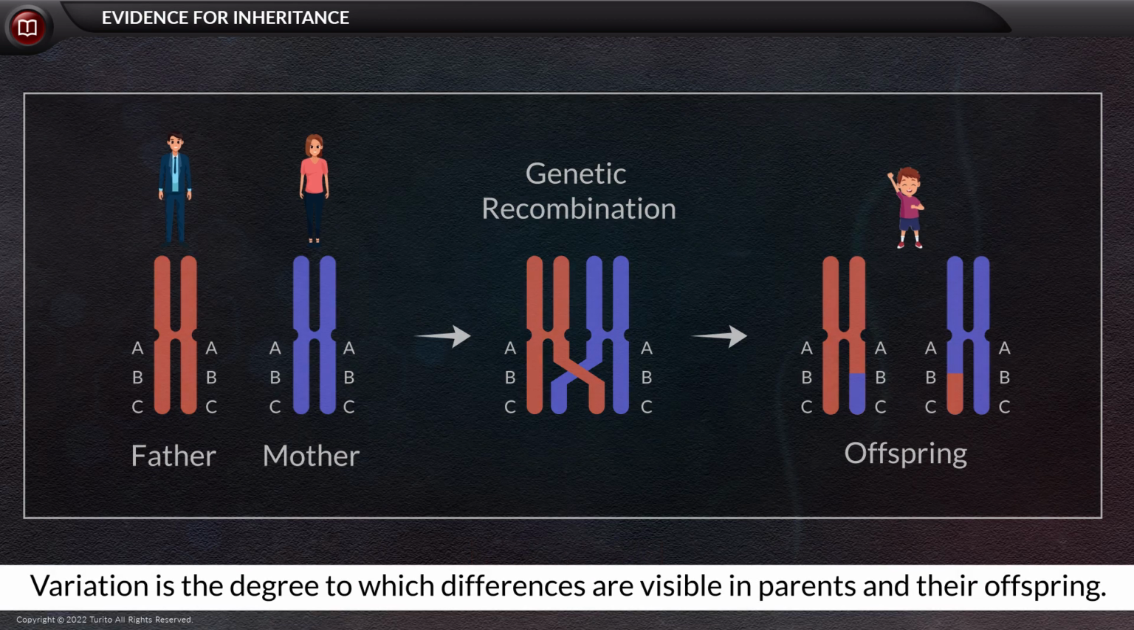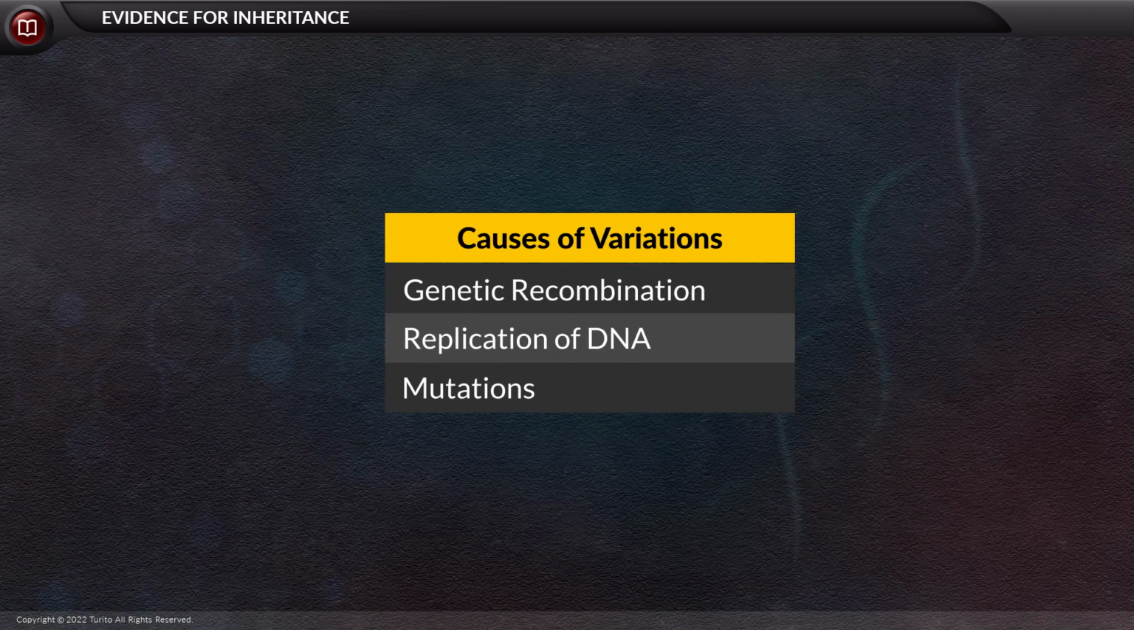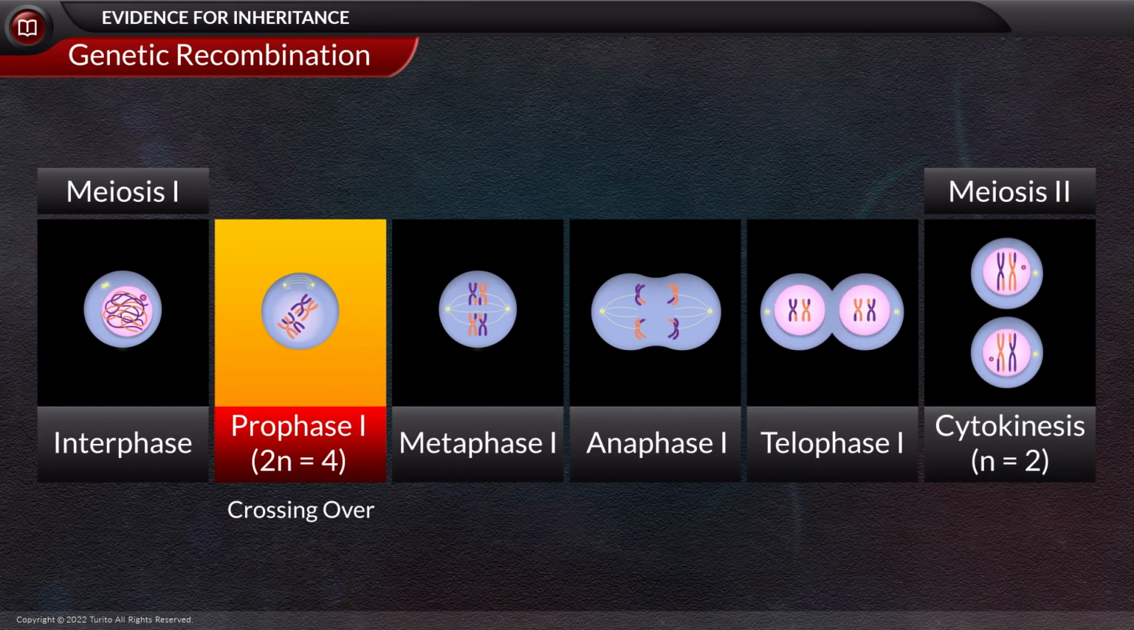Variation is the degree to which differences are visible in parents and their offspring. Further, let us know about variations that are caused by genetic recombination, errors during replication, and mutations. To know about genetic recombination, we have to know that it occurs in meiosis, a type of cell division that involves crossing over of homologous chromosomes, leading to variations.